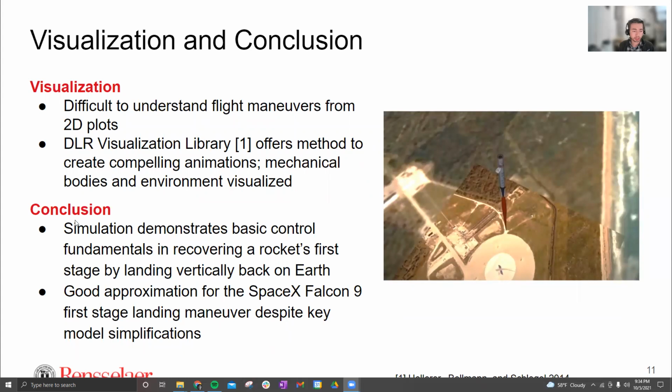And lastly, conclusion. This simulation demonstrates basic control fundamentals in recovering a rocket's first stage by landing a rocket vertically back on Earth. It's a good approximation for the SpaceX Falcon 9 first stage landing maneuver. Despite all these key simplifications, it is proof of concept that you could take relatively simple building blocks and add to them over time to create a pretty meaningful simulation that's visually compelling.